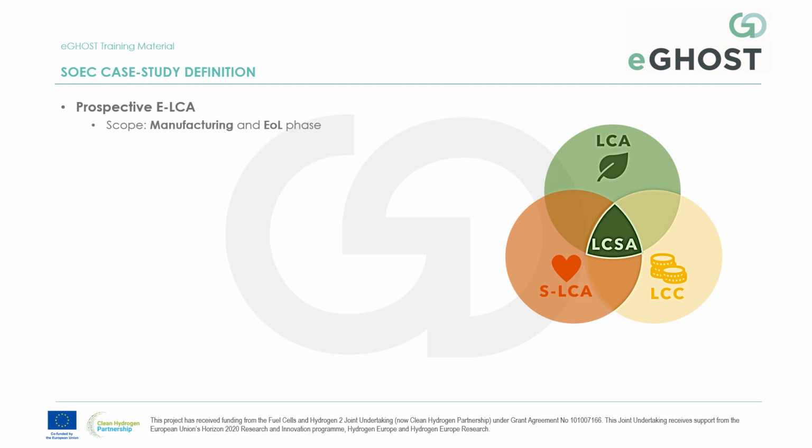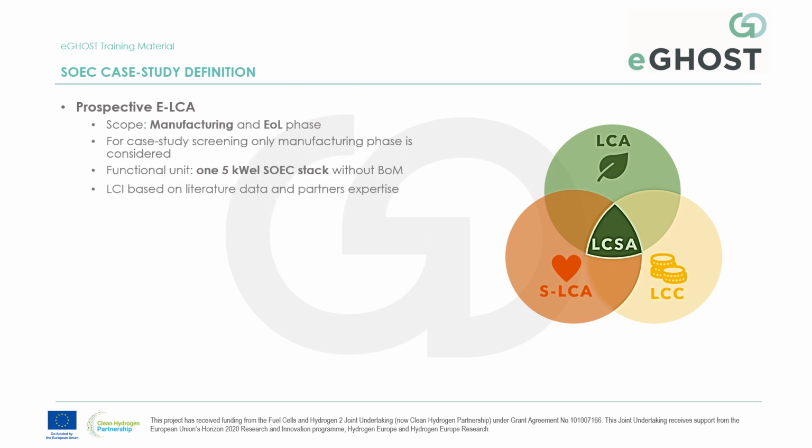Again, this was a prospective environmental life cycle assessment. The scope was the same as for the PEM, so manufacturing and end-of-life phase. But for the case study, basically only the manufacturing phase is considered. The functional unit was one 5 kilowatt electrical power solid oxide electrolyzer cell stack without balance of plant. The inventories were based on literature data and the partners' expertise, and the same life cycle impact assessment methodology was used, so the Environmental Footprint 3.1.